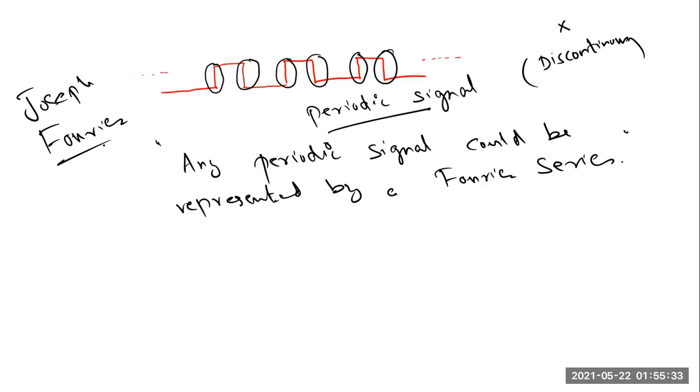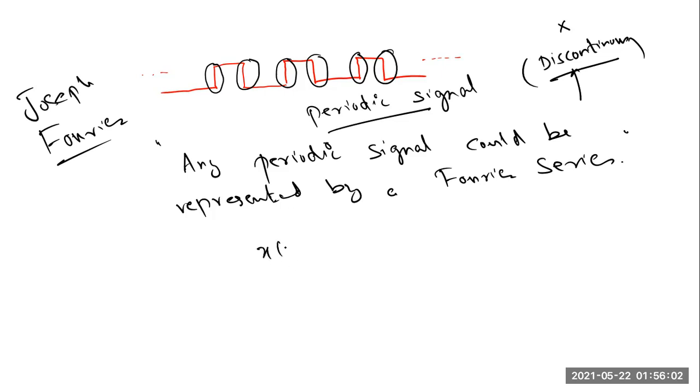Joseph Fourier was a French physicist, and this was his claim that any periodic signal could be represented by Fourier series. But what was the objection of other renowned scientists of that era? They objected to this idea: how can this discontinuous signal be represented by a linear combination of continuous signals?